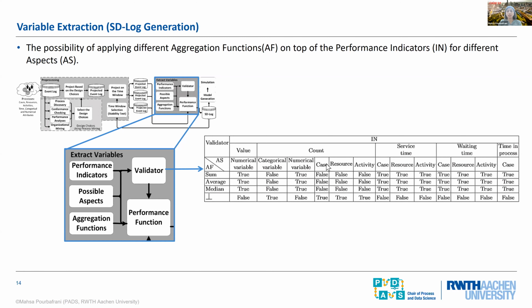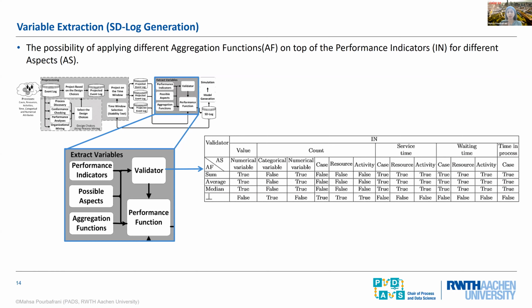These are based on the performance indicator, possible aspects, and aggregation function. If I start with the possible aspects, it's very straightforward. In a standard event log, we have cases, resources, and activities, as well as attributes for an event or for a case. So these are the aspects. The aggregation function can be sum, average, or median, or nothing. And as well, we have the performance indicator.